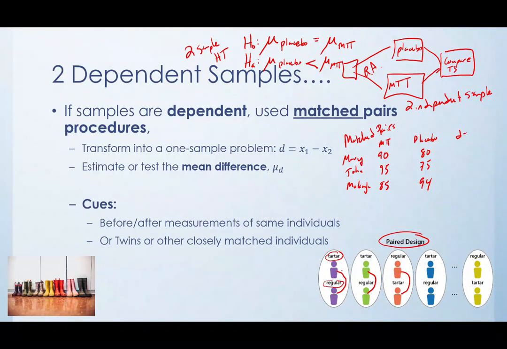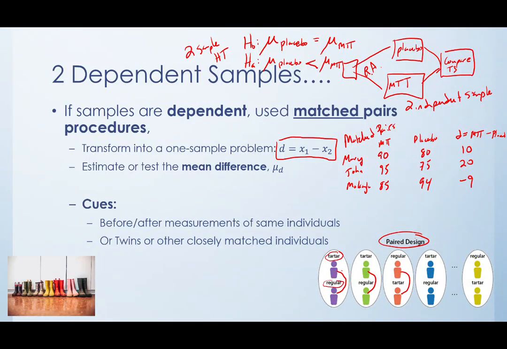by calculating D. This is the difference, one data value minus the other, and we're going to do that for each individual in the data set. So we're going to say magic test taking pill minus the placebo. So 90 minus 80, her difference would be 10. John's 95 minus 75, his difference would be 20. Michaela's 85 minus 94, her difference would be negative 9, right?